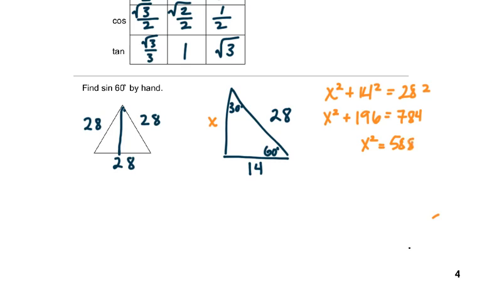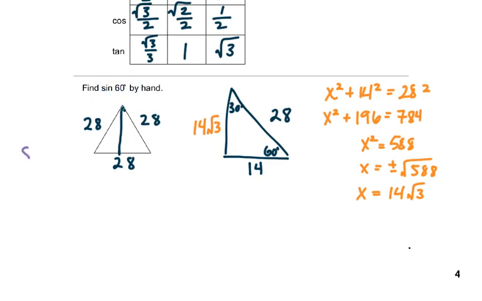Or rather, x is plus or minus the square root of 588. And now I've got to reduce this radical. All right, that's going to be x equals 14 root 3. And we can disregard that plus or minus and just say we know it's positive because it's a length. So I've got 14 root 3. All right, a lot of work. I still need to find sine of 60 degrees.